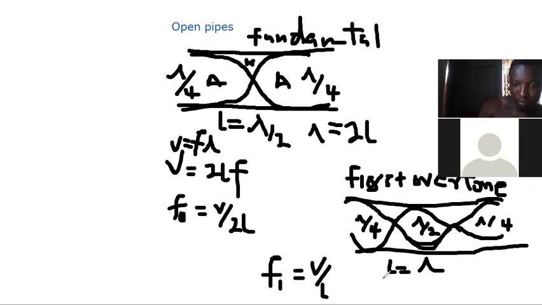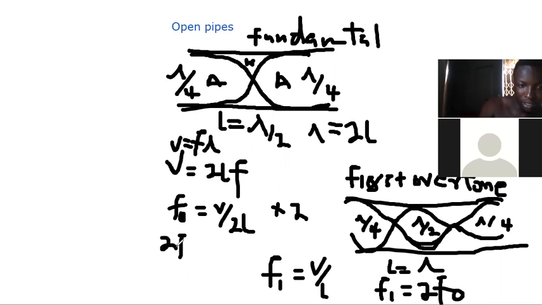So F1 will be equal to 2 of F0. Twice of this, when you multiply this by 2, we are going to get this. So if this is F0, then twice of the F0 can give us F1. That's the mathematics. So that's what we just wrote here. So you realize that this one starts from 2.